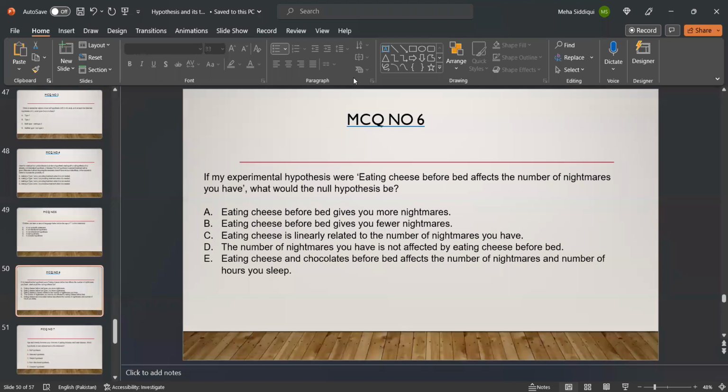MCQ number 6. If my experimental hypothesis were that eating cheese before bed affects the number of nightmares you have, what would the null hypothesis be? Eating cheese before bed gives you more nightmares. Eating cheese before bed gives you fewer nightmares. Eating cheese is linearly related to the number of nightmares you have. The number of nightmares you have is not affected by eating cheese before bed. Eating cheese and chocolate before bed affects the number of nightmares and the number of hours you sleep. D is the right option.